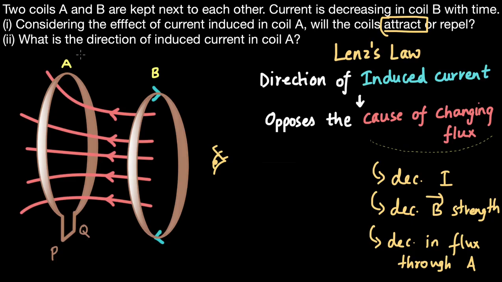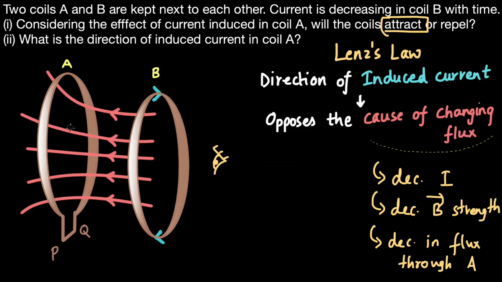Now the second question is, what is the direction of induced current in coil A? In order to figure out the direction of induced current, we can again look at Lenz's law, which says that the direction of induced current should be such that it opposes the changing flux, the cause of changing flux. Now, if we know the direction of the magnetic field lines generated by coil A, we can again use the right hand curl rule and then figure out the direction of current. And I know there must be some opposition to the flux.